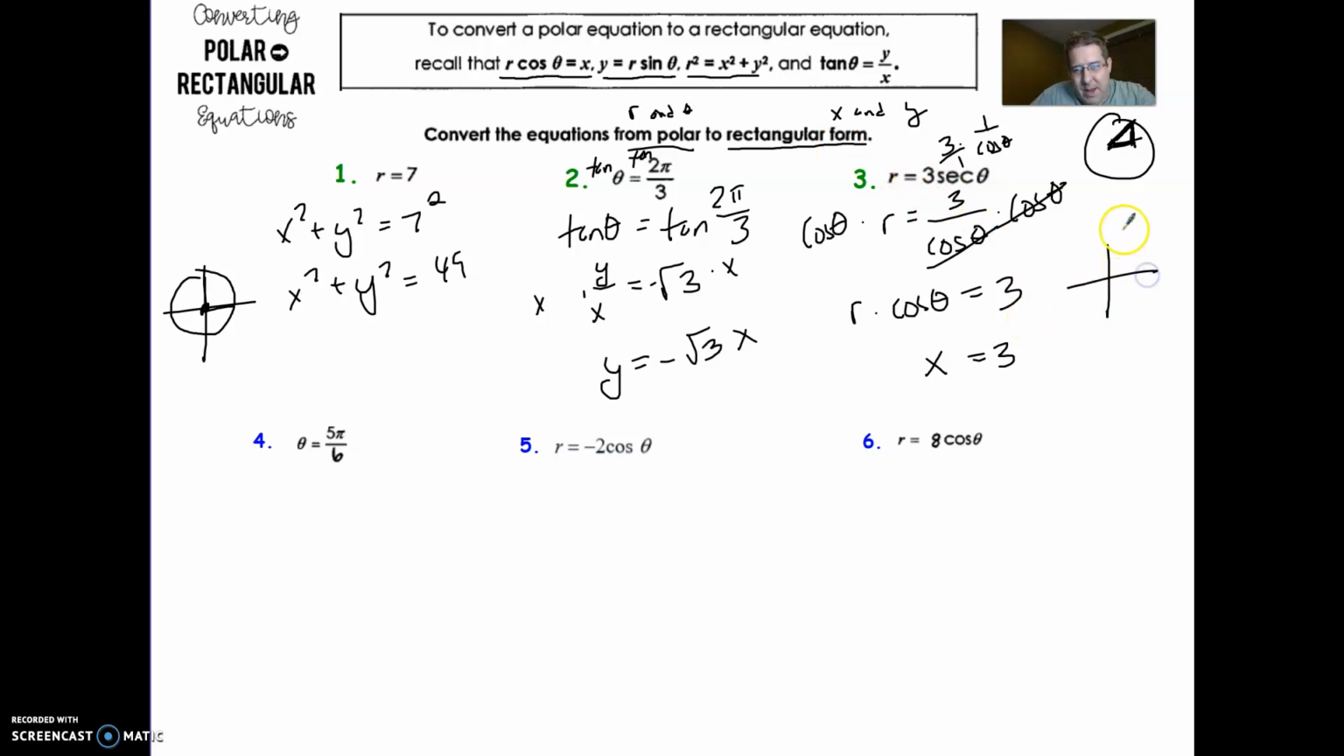So if you're looking at a Cartesian graph, you're looking at an equation that looks like this. So that's changing this to x and y. Remember, x and y is something you can usually put into your graphic calculator, unless it's not a function like this. All right, number 4.